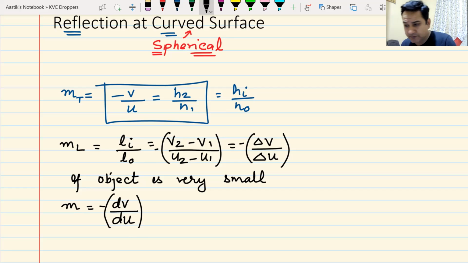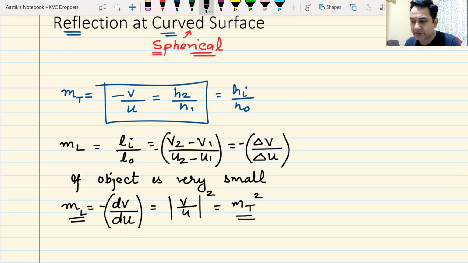Now this minus dV by dU can be written in a different way. It can be written as (V by U) whole squared. I will not tell you how it is derived. You can just write it like this: minus (V by U) squared, and that becomes your MT squared. So your ML actually becomes MT squared in terms of value. This is what I want you to write down.